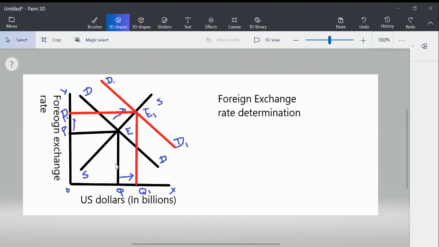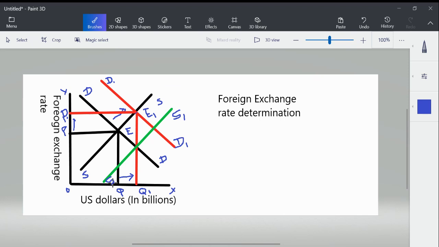Now I want the supply curve to be shifted exactly in the same proportion as the demand curve. So this much has been the increase in the demand curve, and exactly in the same way the supply curve has also increased in exactly the same proportion. Now we can see that the supply curve has also increased from S to S1, this is the new supply curve which has shifted rightwards.